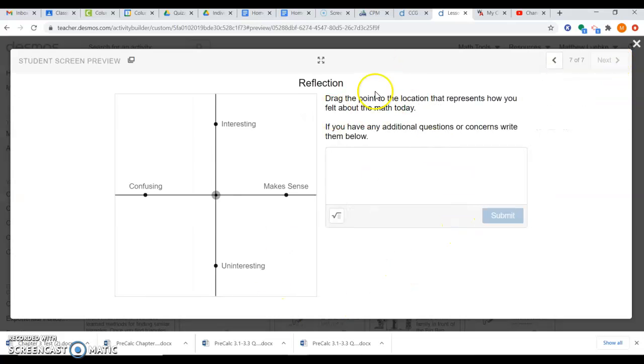Okay, then the last problem here, so it's only 7 questions, 7 slides, is just about how did you feel? Did this lesson make sense? Do you feel like you can apply these similar triangles to other problems?